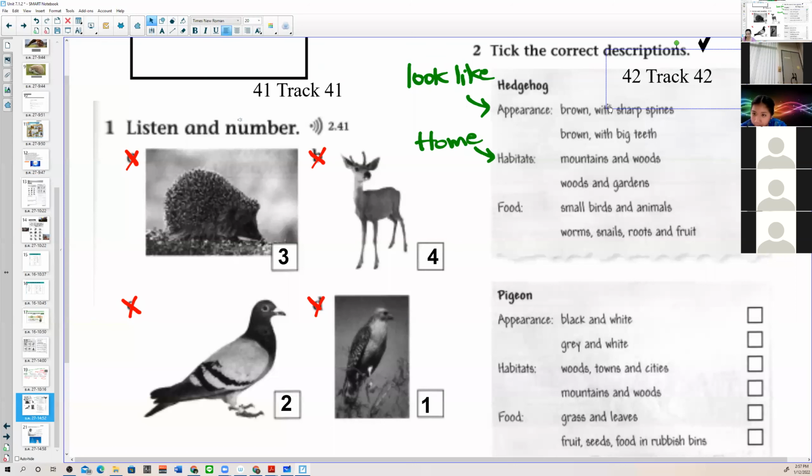Listening 2.42. Now listen and check. A hedgehog. It's a mammal. It's brown. It's got lots of sharp spines. It's got small eyes and very short legs. It lives in woods and in gardens. It eats worms and snails, and it likes roots and fruit too. A pigeon. It's a bird. It's grey and white. It lives in woods, and it lives in towns and cities too. It eats fruit and seeds and lots of other things, like food in rubbish bins.